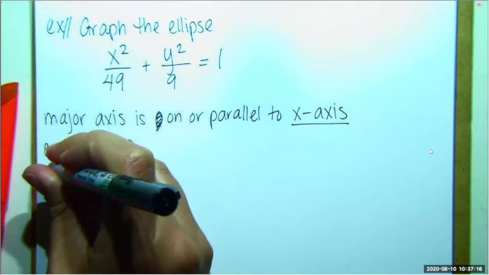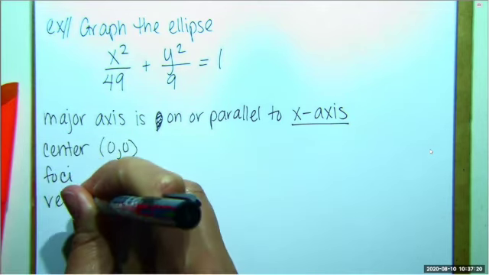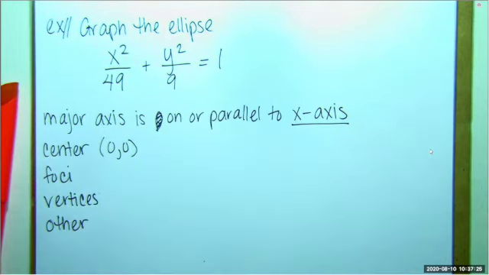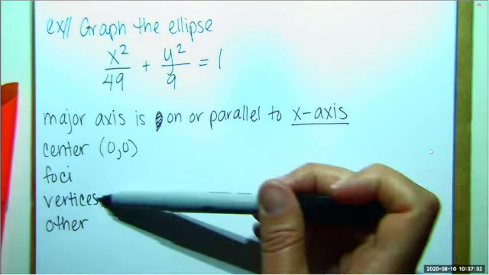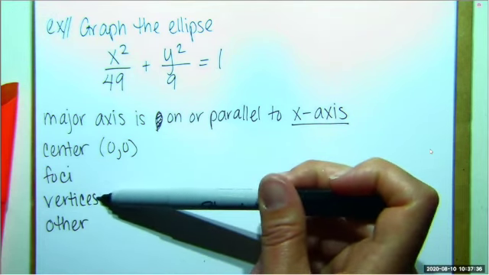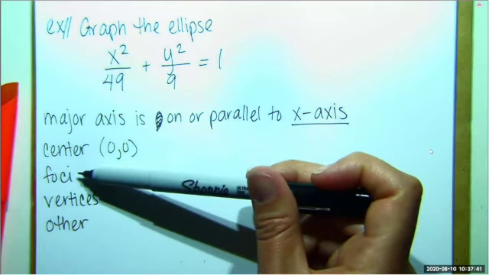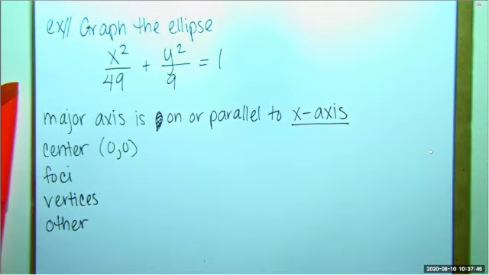The next thing we want to do is list out our foci, our vertices, and those other points of intersection with the minor axis. In order to come up with these, we know our vertices are a distance of A away, which I gave away at 7. The foci are a distance of C away. The other points are a distance of B away. So we need to come up with A, B, and C.